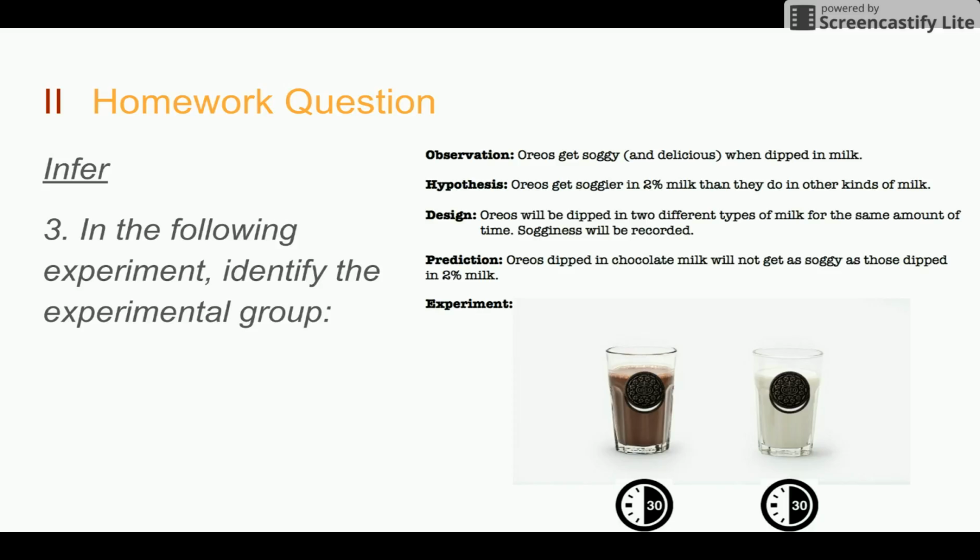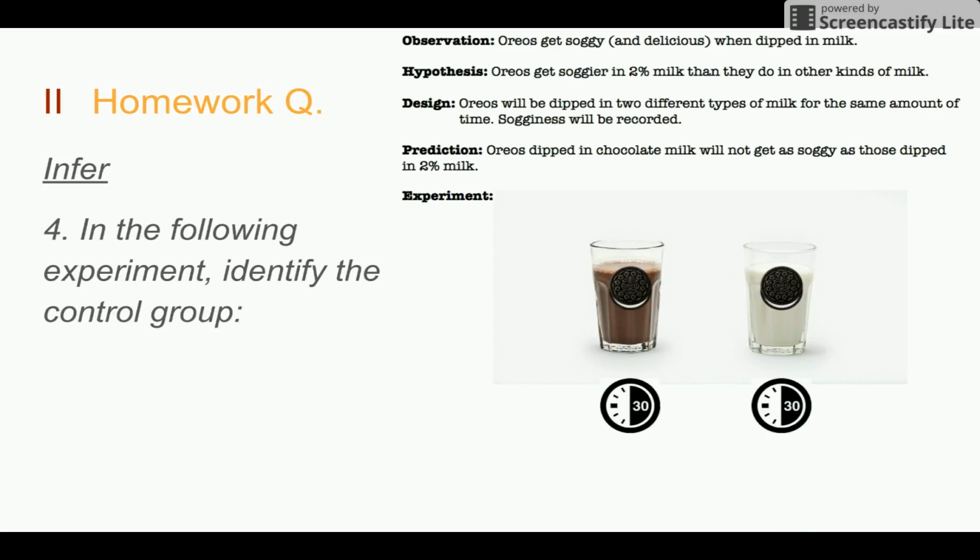And the prediction is that Oreos dipped in chocolate milk will not get as soggy as those dipped in 2% milk. So the homework question here is, in the following experiment, identify the experimental group. Homework question number 4, in the following experiment, identify the control group.